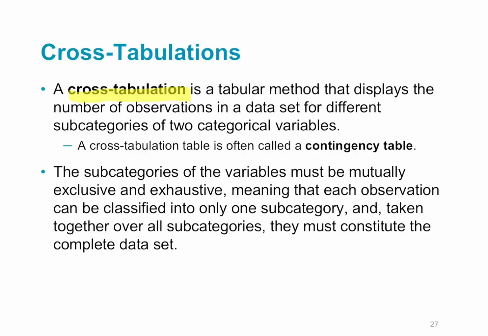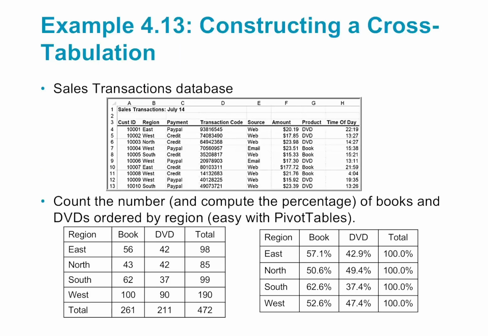A cross-tabulation, also called a contingency table, is a two-dimensional frequency distribution. So here, instead of counting for one variable, we're simultaneously counting for two categorical variables and showing how they relate to each other. So for example, here we're counting two different variables, books and DVDs that are sold by region.